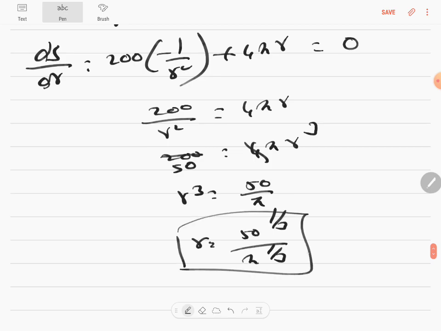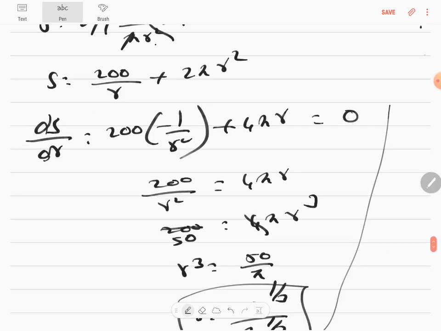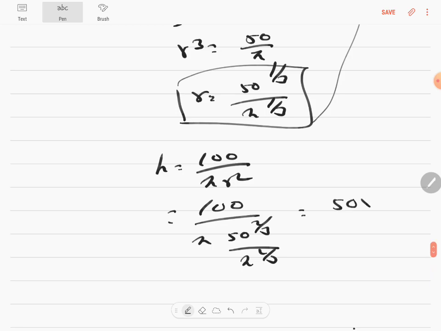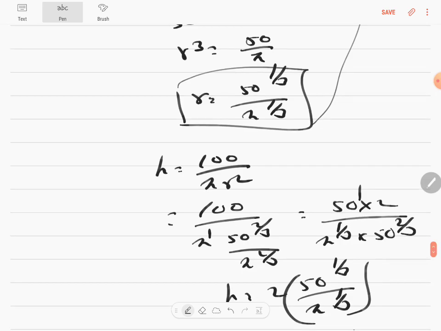You got your r. Take it and go back here. You want to find h. Substitute there: h is equal to 100 by pi r square, where r is 50 to the power 1 by 3 by pi to the power 1 by 3, so r square becomes 50 to the power 2 by 3 by pi to the power 2 by 3. You can write 100 as 50 into 2. Then 50 to the power 1 and 50 to the power 2 by 3 will become 50 to the power 1 by 3, by pi to the power 1 by 3, into 2. Hence you see that height is 2 times the radius.